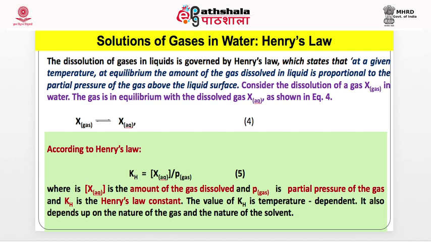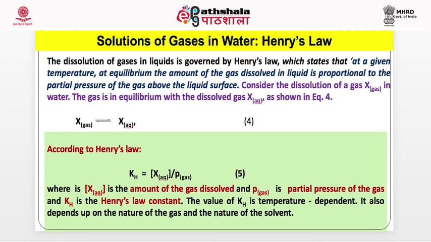This is a sort of chemical equilibrium. The equilibrium constant for this is known as Henry's constant, KH, equal to the concentration of gas dissolved in water divided by the partial pressure of the gas. Remember, there are two different units. This is mole per liter and this is in atmosphere, or it can be in another unit also.